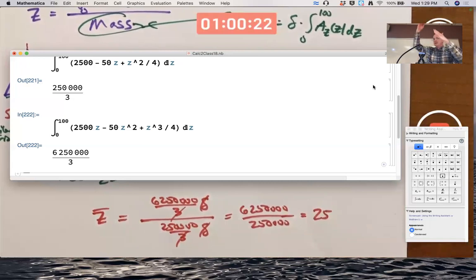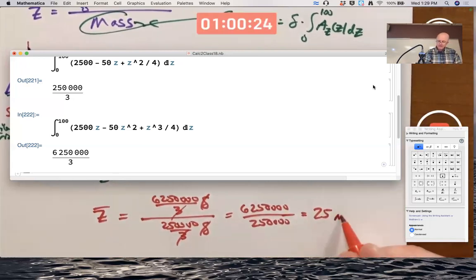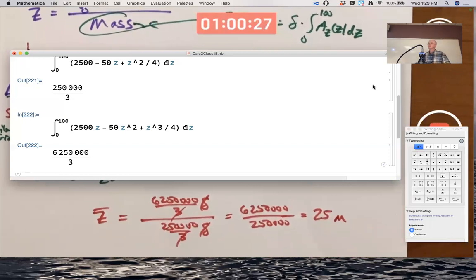Which makes sense. The pyramid's 100 meters tall. This is in meters. The bulk of the mass is under 50 meters tall. You should expect an answer less than 50. Happens to be 25. Doesn't always come out so nice.